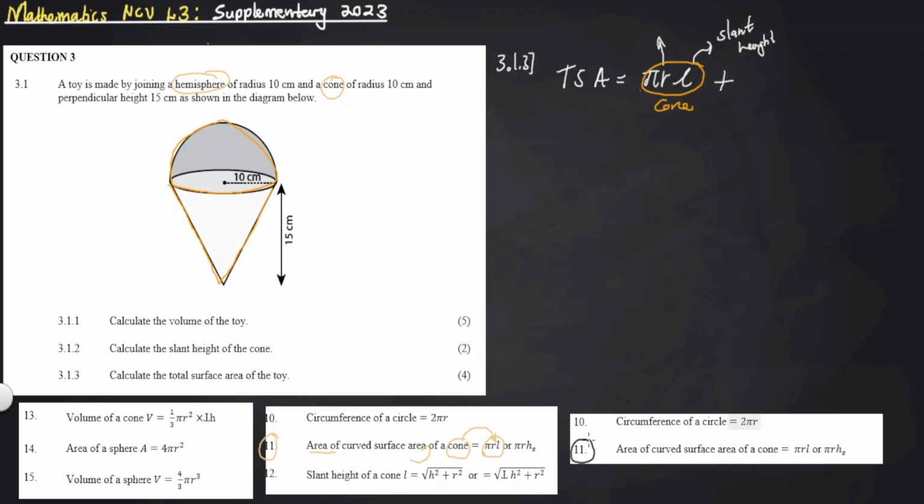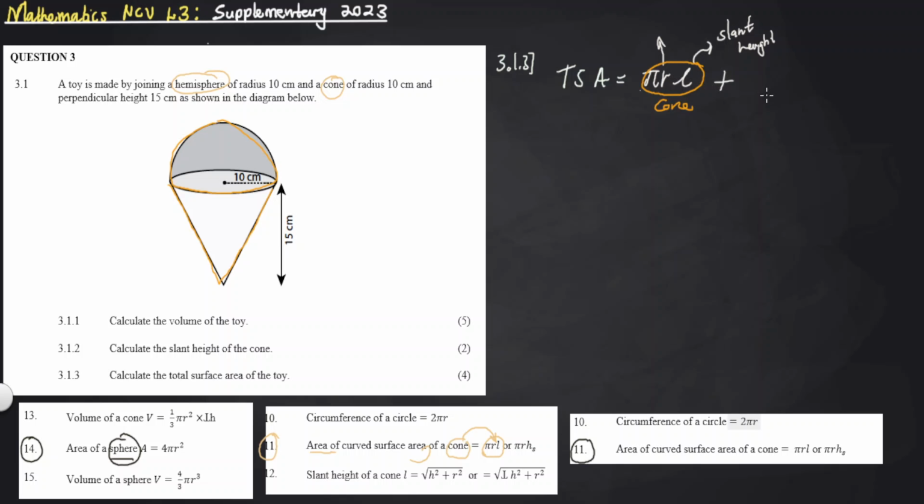So everything that I have here is actually listed out in the formula sheet. Number 11, area of the curved surface of a cone. Wait, it's actually the same formula. Oh okay, it's actually formula number 14. Area of a sphere. So this formula calculates the area for a full or complete sphere.